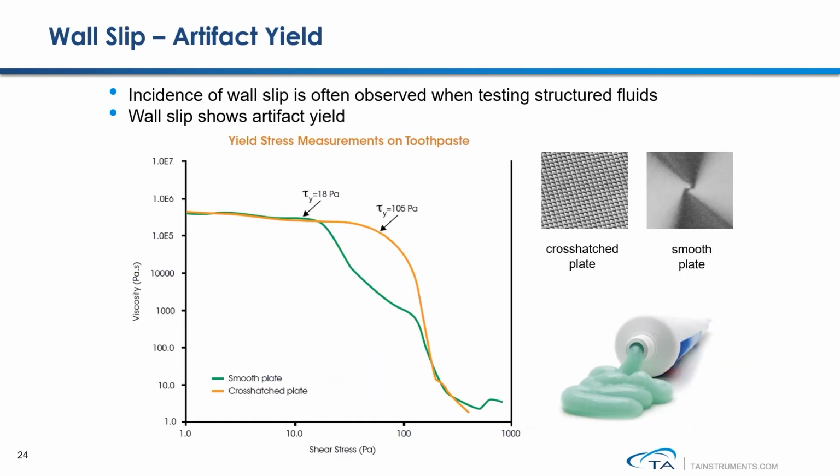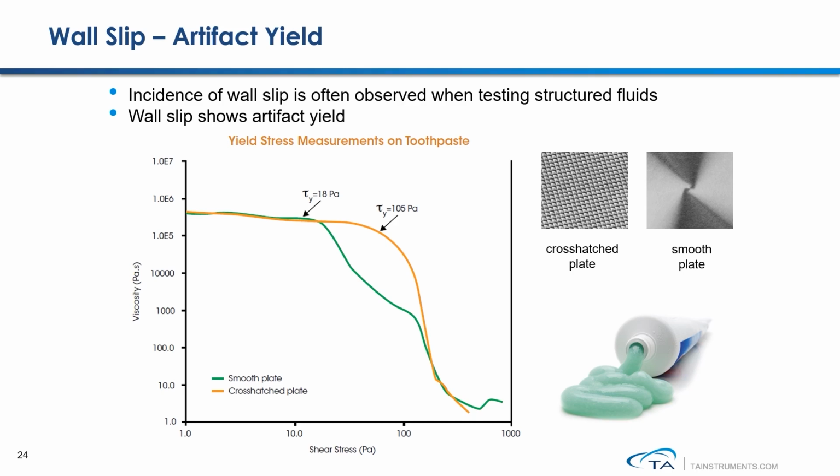When testing viscosity and yield stress of samples such as toothpaste, wall slip is often observed. Wall slip is the slippage that occurs at the interface between the sample and the surface of the geometry. So when slippage occurs, it always shows some artifact results.